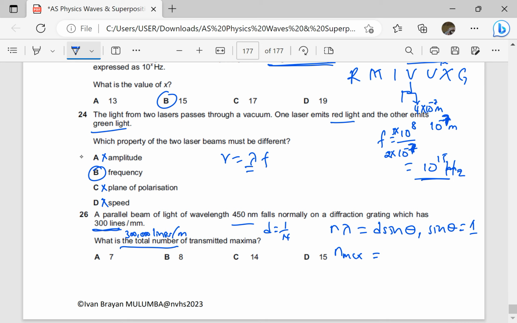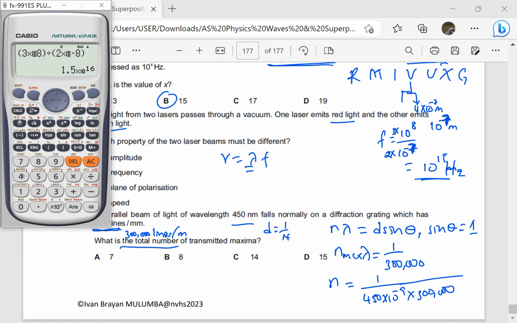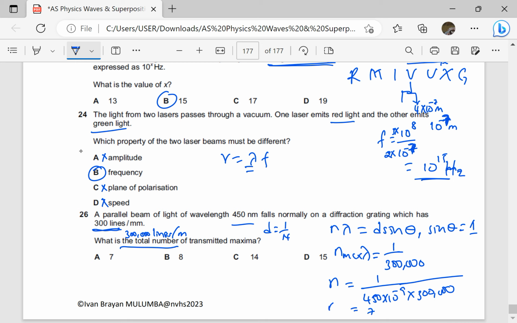You multiply by 1,000. So n maximum times lambda is equal to d, which is 1 over 300,000. So n maximum is 1 divided by 450 times 10 power negative 9 times 300,000. One divided by the answer gives us 7. So the maximum order, n maximum, is 7.